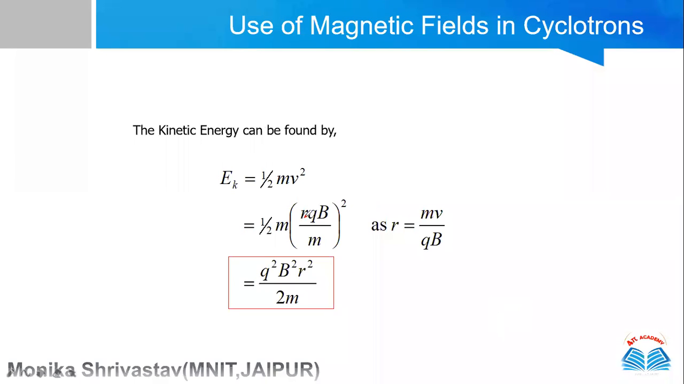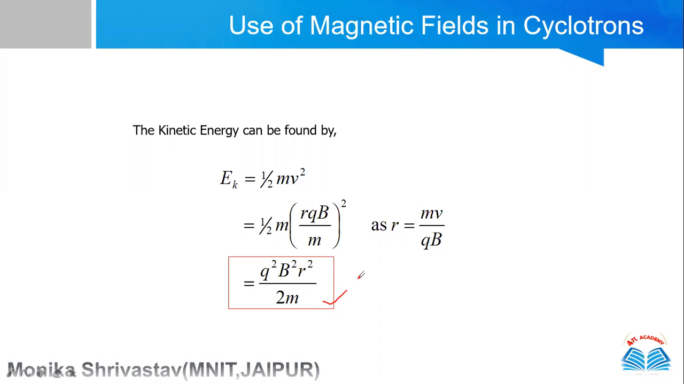And for energy, if we want to find the kinetic energy of the charged particle which we want to accelerate, we know the formula for energy is E equals half mv squared. So half m, just put the value of v, and again put the value of r, and you can get E equals q squared B squared r squared over 2m.